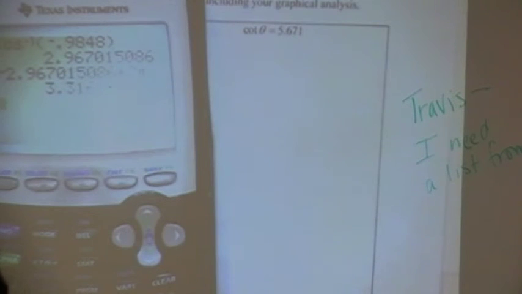The front page is without your calculator from the unit circle, second page is with your calculator.